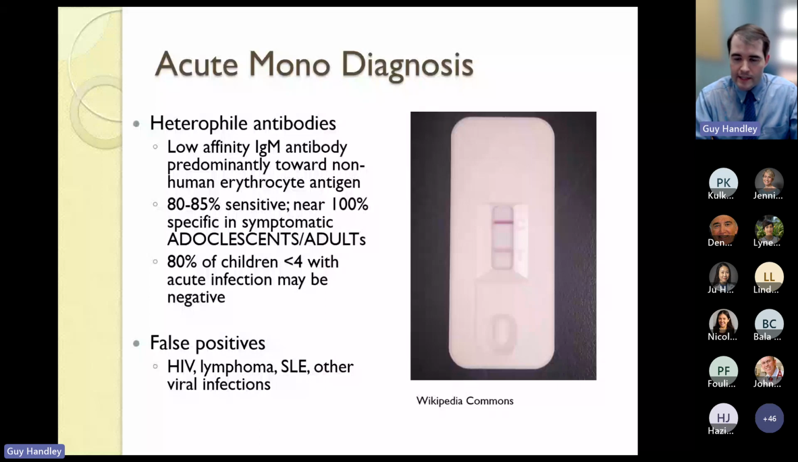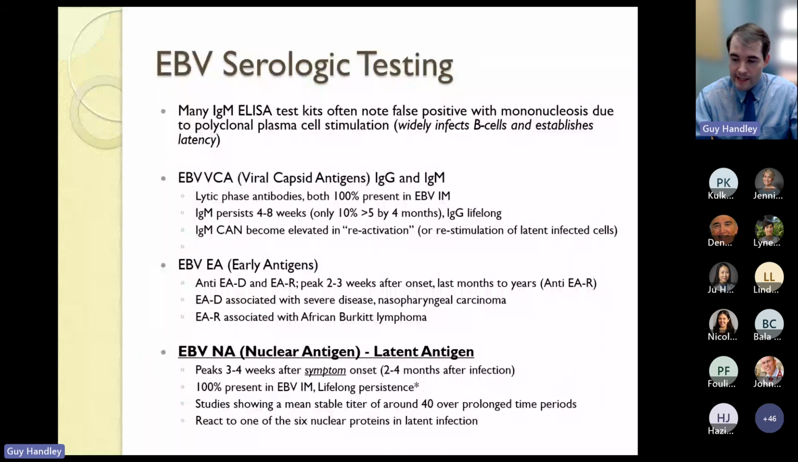With serologic testing, if you look at any of the ELISA kits for those IgM tests, they often note that there are false positives with mononucleosis due to anything else that can cause polyclonal plasma cell stimulation. Like we talked about, at the peak, 20% of your B cells are infected, and that drops down to 1 to 50 per million.